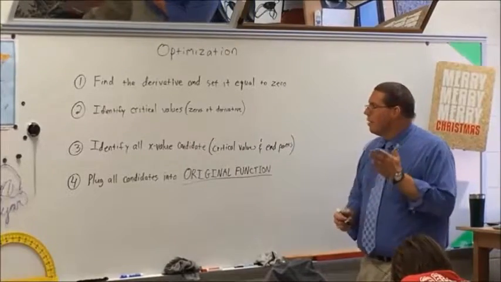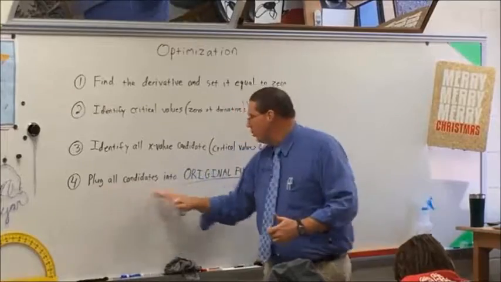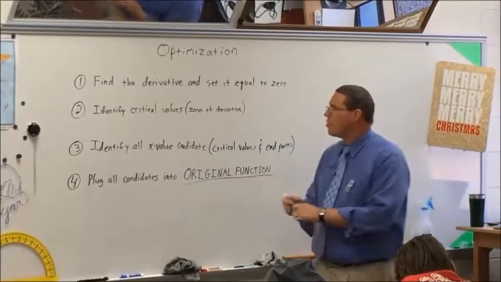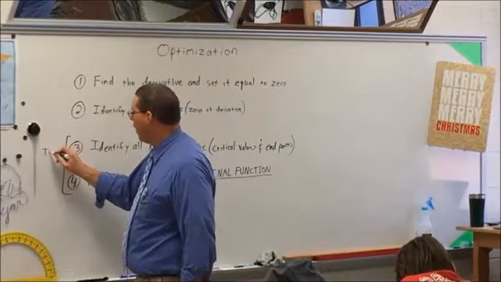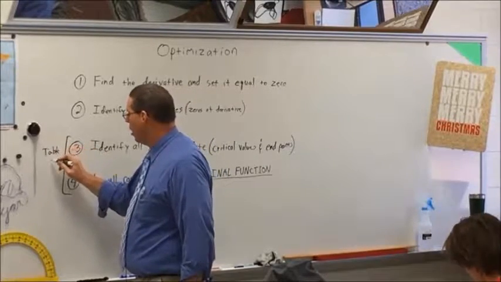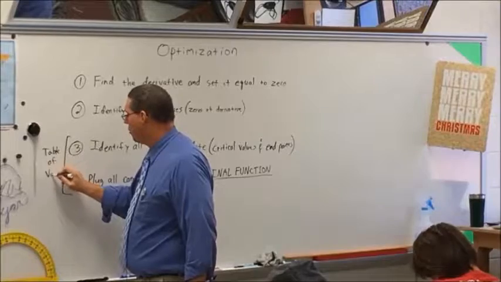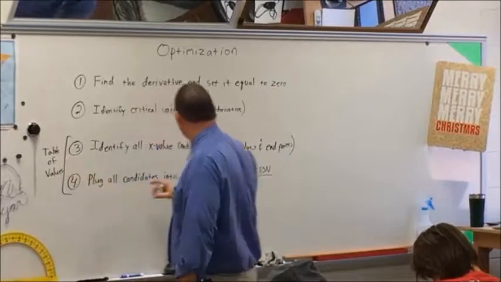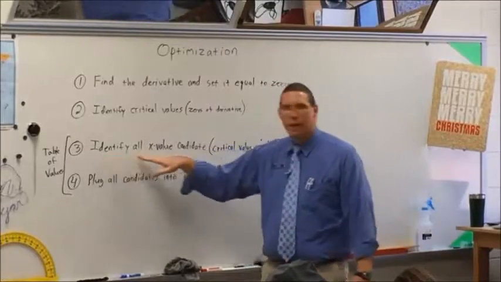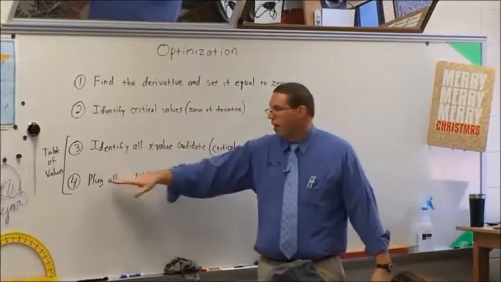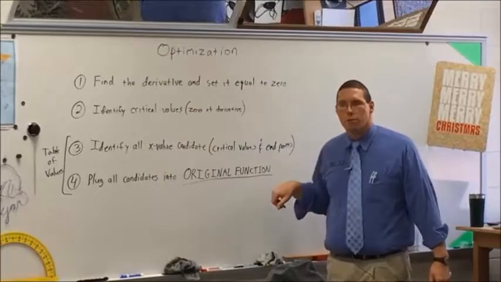Okay. Plug all your candidates into the original function. And so here, this is what I usually do. I turn this into a table of values. I usually do it sideways. On the top, I'll have all the x values, and on the bottom of the table, I'll have all the output values. Okay?